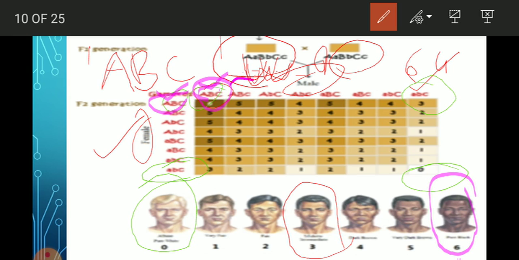Then in the next one we can see capital A, capital B, small c, capital A, capital B, small c. It means four dominant alleles are there, but first we have to multiply this one with all these, then this one with all these, then this female egg with all these sperms, and so on, and then you can get the correct answer.